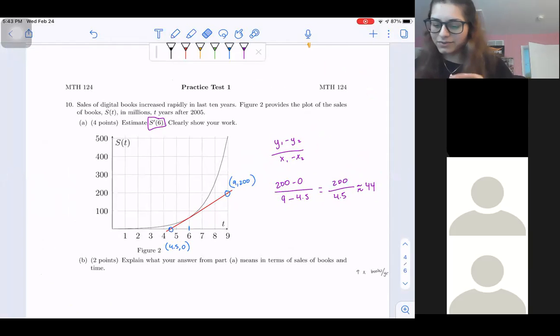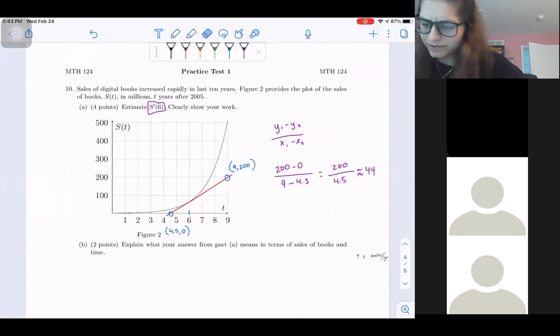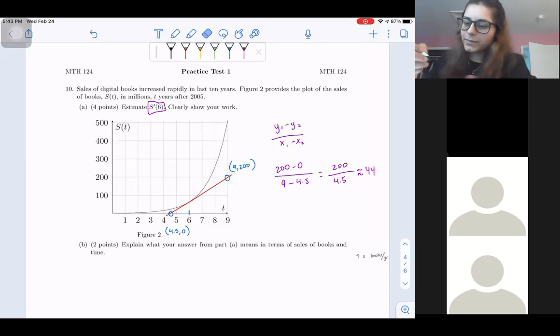All right. Okay, so we'll go on to B. We'll have to use our answer from A. Explain what our answer from part A means in terms of sales and books and time. Let's go back and read the question better. S of T gives us the sales of books. So how many millions of books did we sell T years after 2005? When we have T equals 6, that's 6 years after 2005, so that means in 2011.